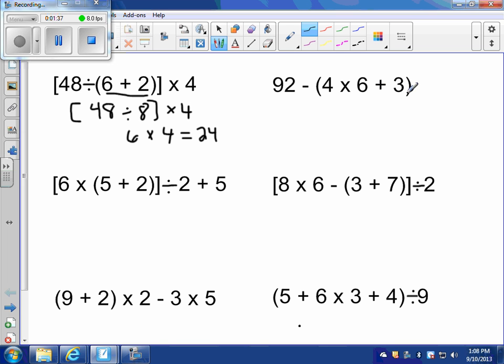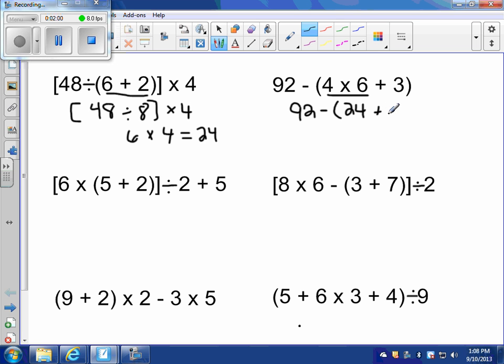So we're going to look at our parentheses first because that's the first step in the order of operations. And within the parentheses, we've got a multiplication problem and an addition problem. And multiplication is always going to come first. So I'm going to go ahead and bring this down. So I've got 92 minus 4 times 6 is 24. And notice I kept it in parentheses.